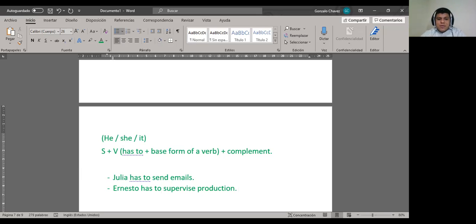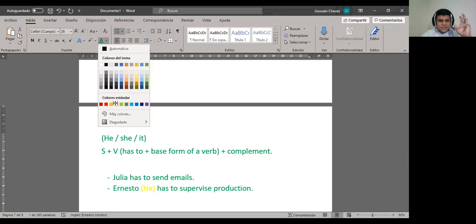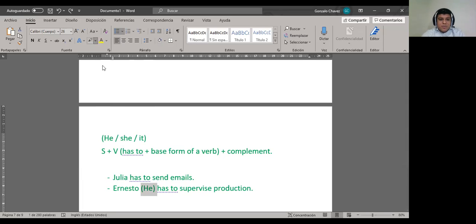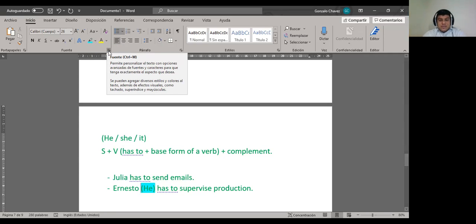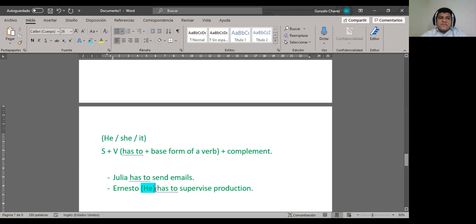Remember, we're using has to because in this one, it's similar as if you say he, right? It's a substitution, so it is valid to make that analysis in your mind. You say, Ernesto, think about the possible pronoun he. He is third person singular. And you say, yes, Ernesto has to. But in the sentence, it is not possible to say Ernesto, he has to. Not possible. You say Ernesto has to, or you say he has to supervise production. So don't get confused. I included he as a reference. But it's not possible to say Ernesto, he has to.